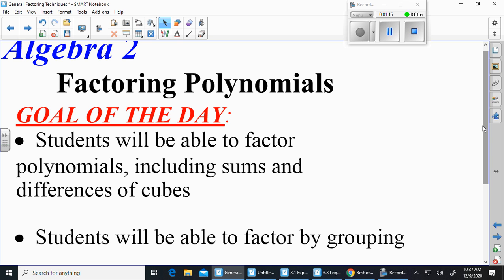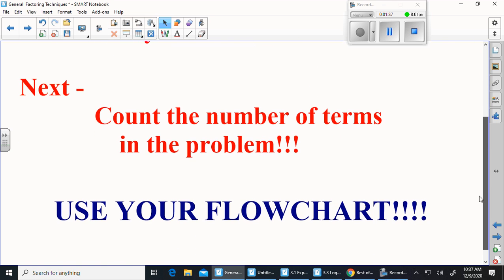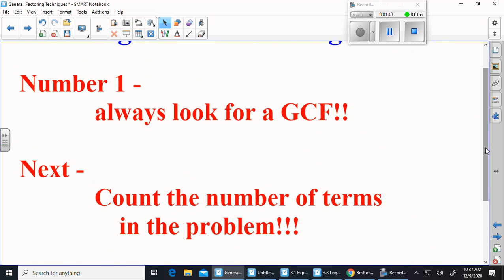So what I give you tomorrow is we go through this flow chart. When we look at a flow chart, the first thing that we should always do is look for a greatest common factor. Now, after that, we count the number of terms in the problem, and we use the flow chart, which is really what this is saying. Meaning, do you have 2 terms? Is it a binomial? Is it a trinomial? Or does it have 4 terms? Now, we don't go anything past 4 terms in Algebra 2.